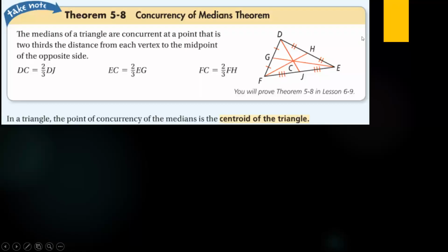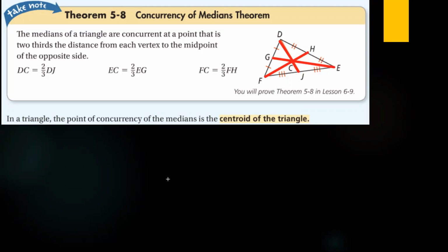Now, our theorem here, theorem 5.8, says that the medians of a triangle are concurrent at a point that is 2/3 of the distance from each vertex to the midpoint of the opposite side. What does it mean? It means if you have this triangle, triangle D, E, F, we need to draw the medians. Each median is from the midpoint ending at the vertex.